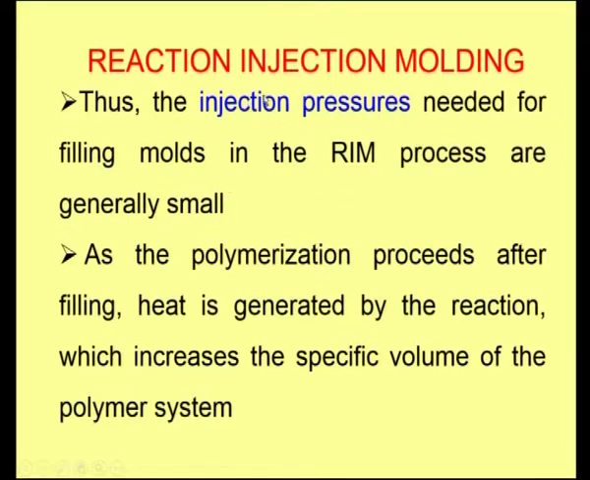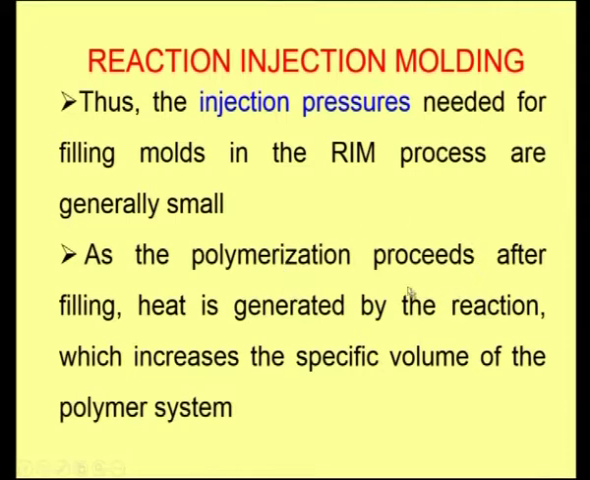Earlier when we defined injection molding, it is simply injecting liquid resin into a mold at a high pressure. That is the basis of the normal injection molding process. Therefore the pressure has to be kept very high because that will ensure the resin fills the mold uniformly, whereas in reaction injection molding the injection pressures need not be very high, so they are generally small.